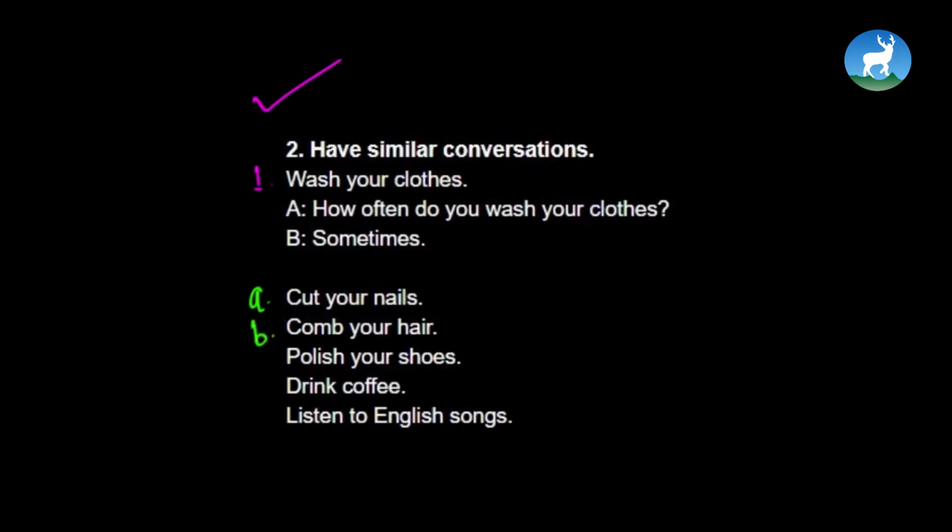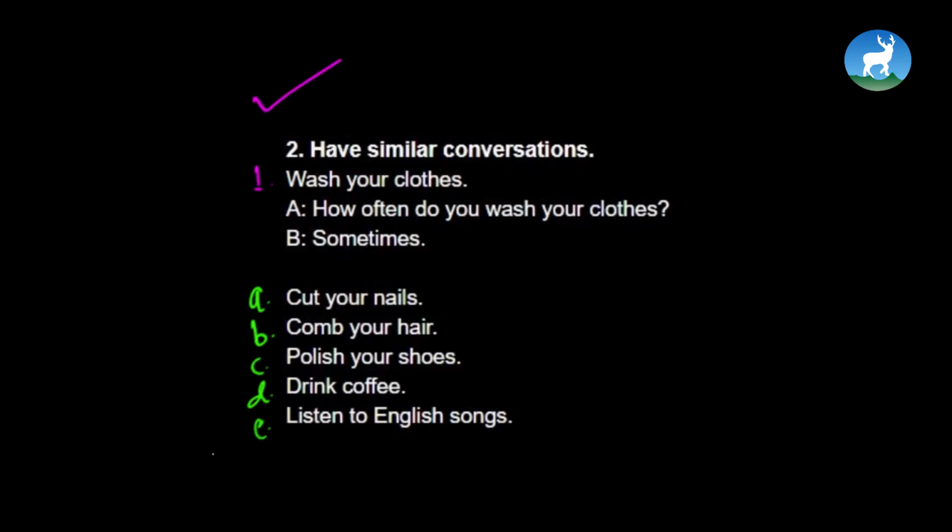How often do you comb your hair? The answer is every day. How often do you polish your shoes? Every day. How often do you drink coffee? Sometimes. It could be never if you've never tasted coffee. How often do you listen to English songs? Sometimes. Could be every day or every night or maybe always, or maybe never. Assuming that you have never listened to English songs, you can say never.